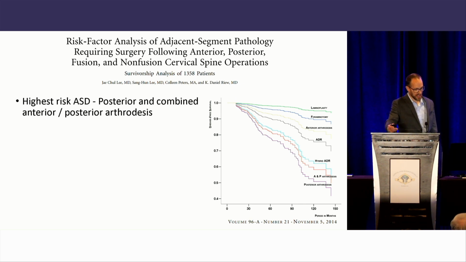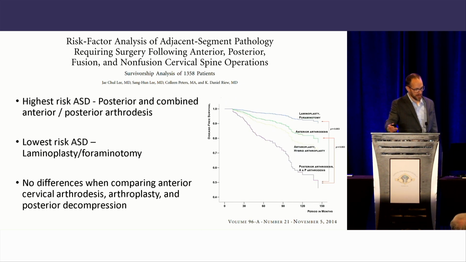I'll just go through this real fast. We probably have the lowest rate of adjacent segment disease with foraminotomy. This is a plug for the foraminotomy. Whenever you're thinking about disc replacement, you should also be thinking about foraminotomy in appropriate clinical scenarios.